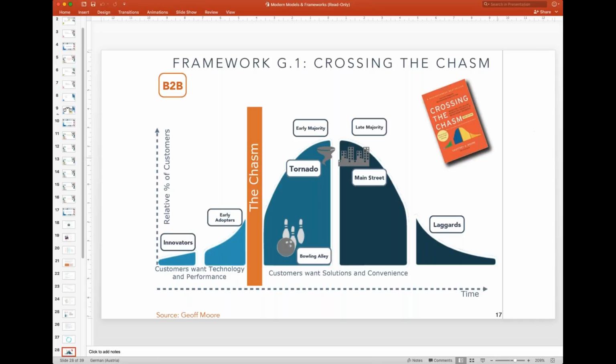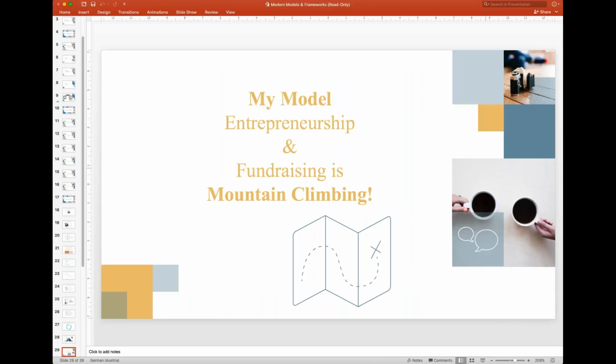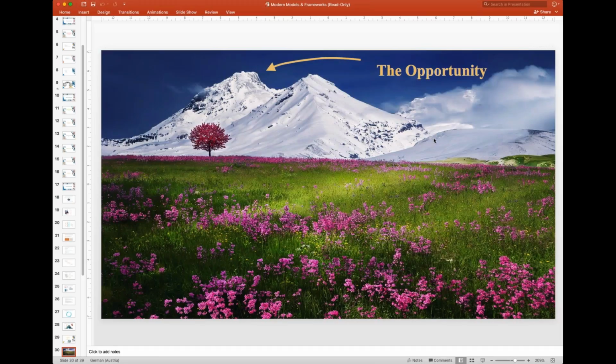Next one, please. Okay, so after we've covered a lot of different models and talked about what is entrepreneurship and some common myths, I would like to show you my metaphor for entrepreneurship. I see almost no difference between entrepreneurship and the concept of mountain climbing. And what do I mean? Gerhard, please.